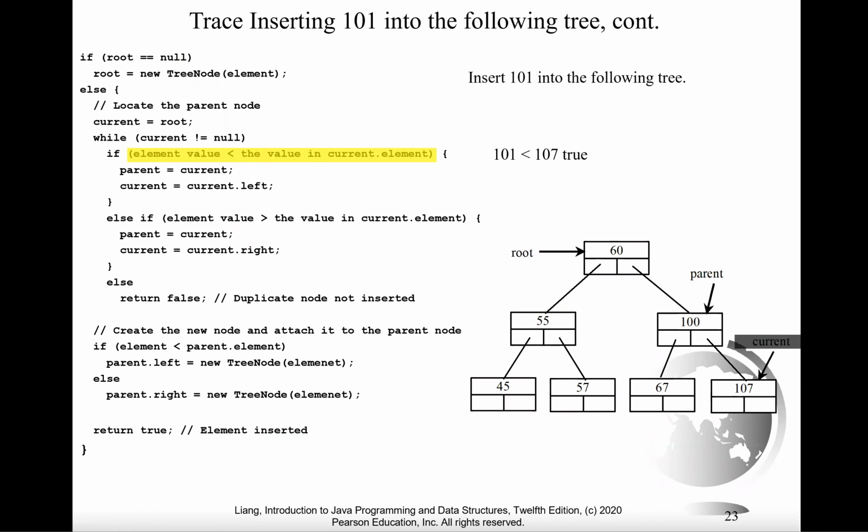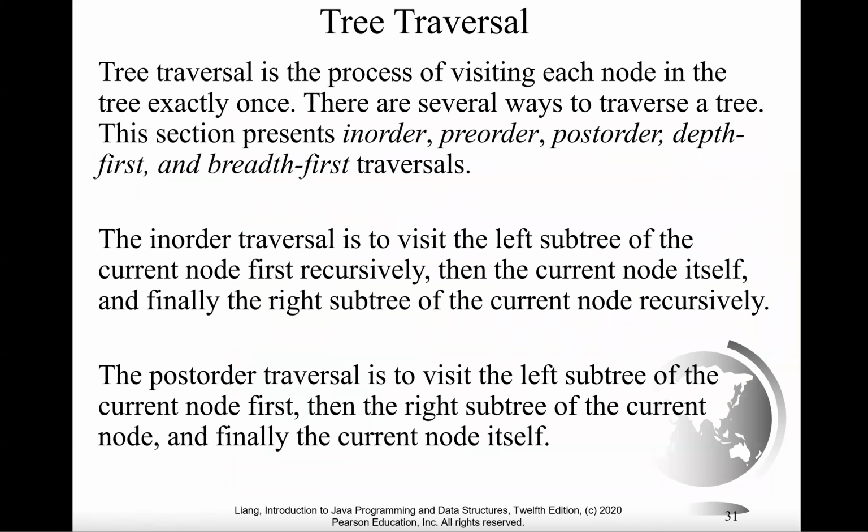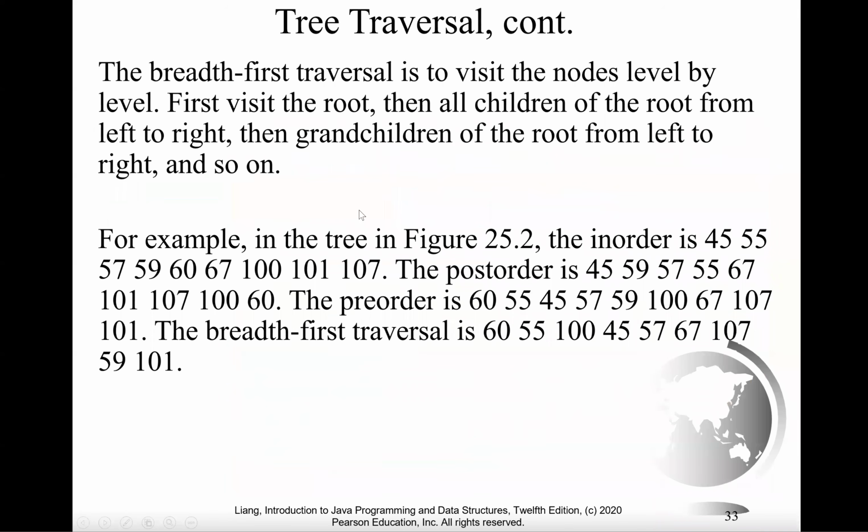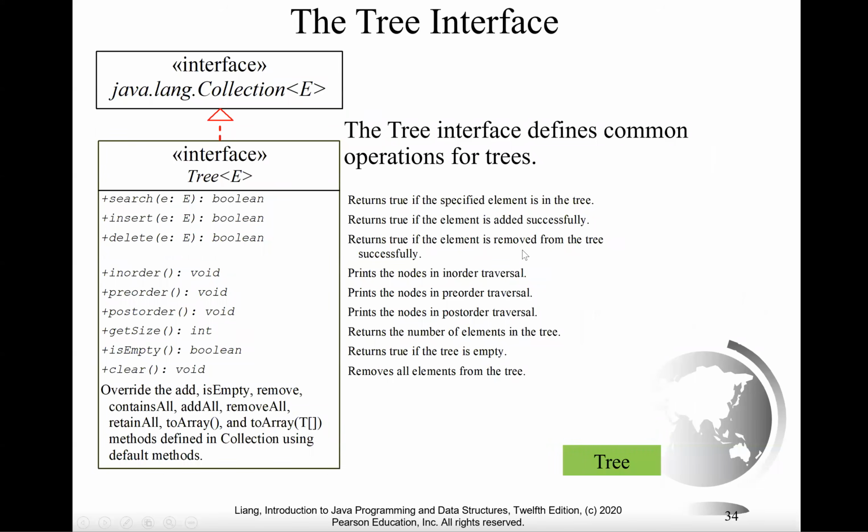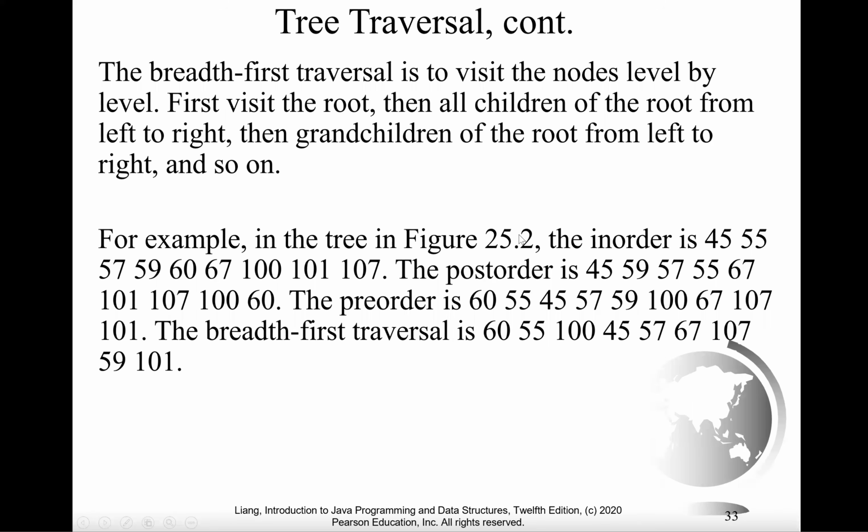Go to the tree traversal and see what the breadth first traversal is. The breadth first traversal is to visit the nodes level by level. First, visit the root, then all the children of the root from left to right, and the grandchildren of the root from left to right, and so on. So this is called the breadth first traversal. It's level by level.